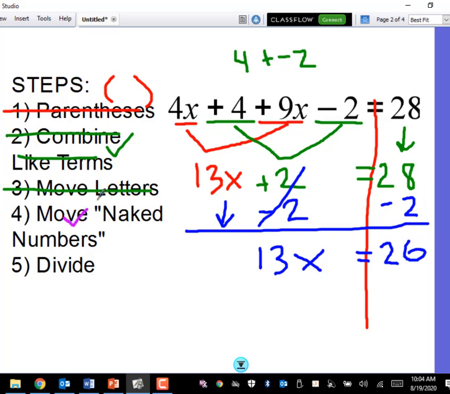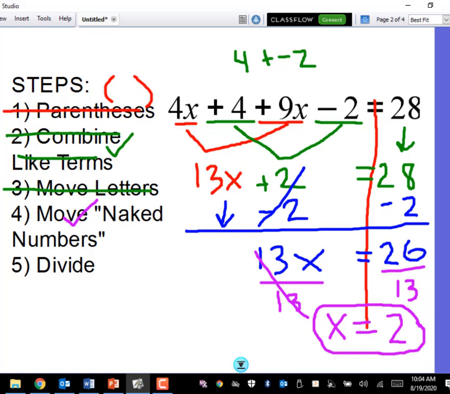Okay, check, move naked numbers. Last step, we're going to divide. Well, what am I going to divide by? Well, what was the number next to the letter? 13. So divide by 13. 13 divided by 13 is 1. Goodbye. I get x equals 26 divided by 13. If you type it in the calculator or do it in your head, you're going to get 2. So the answer was x equals 2. Okay.